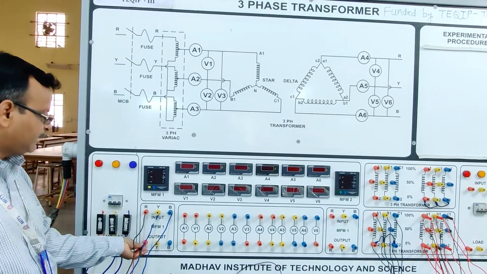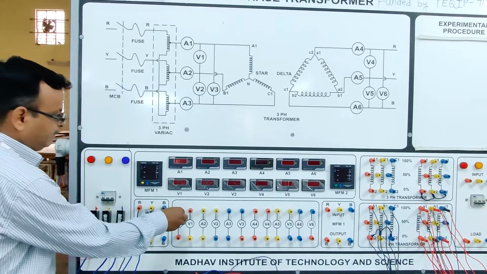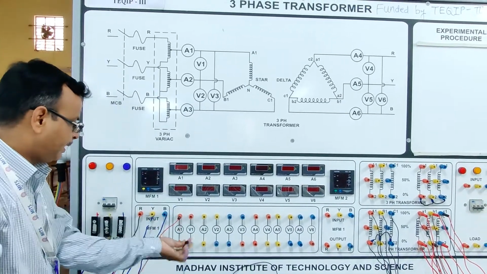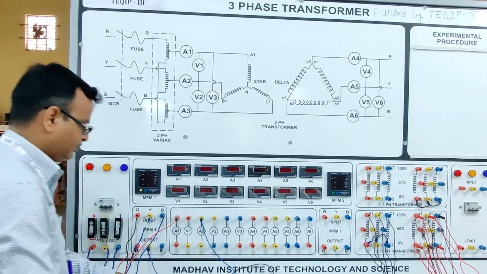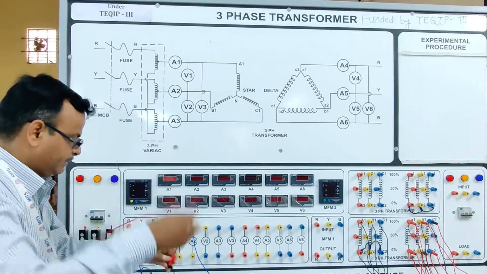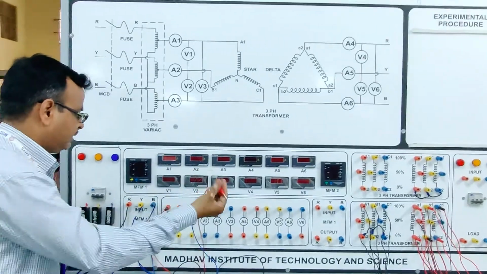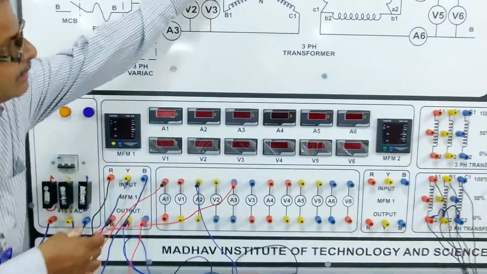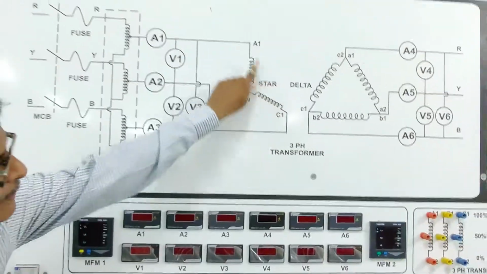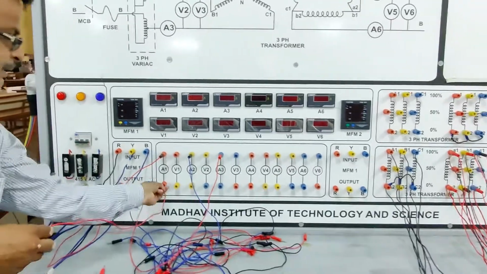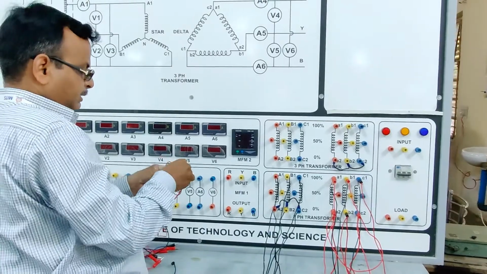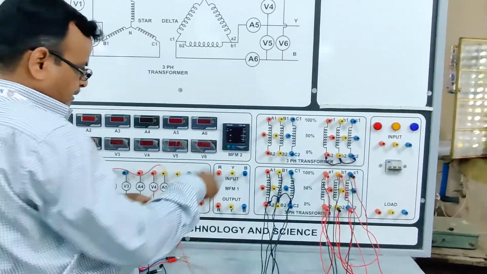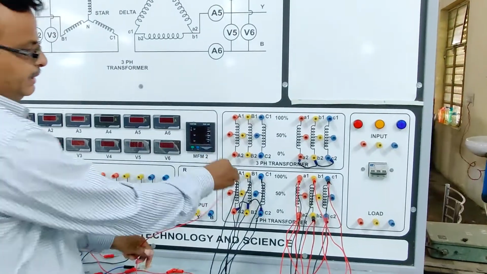The output of this multifunction meter goes to ammeters A1, A2 and A3. So these 3 ammeters are connected in series. The output of these ammeters is connected to the primary winding, which is connected in star fashion. So we connect the output terminals of A1 to the terminals for the primary winding in star fashion.